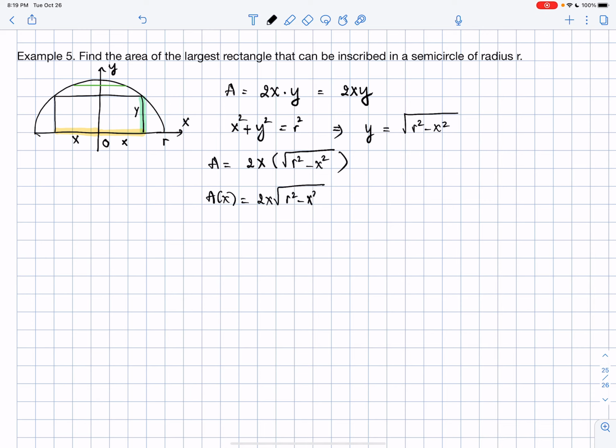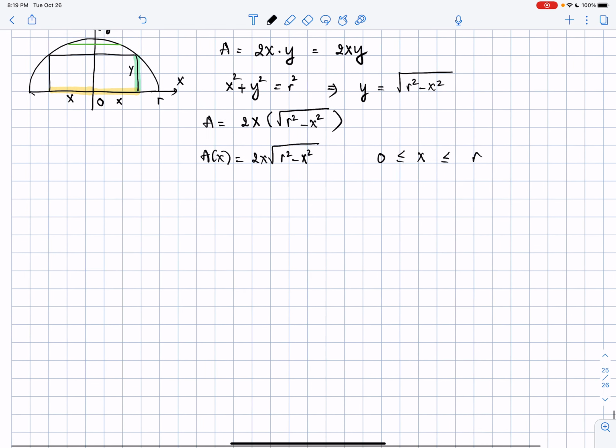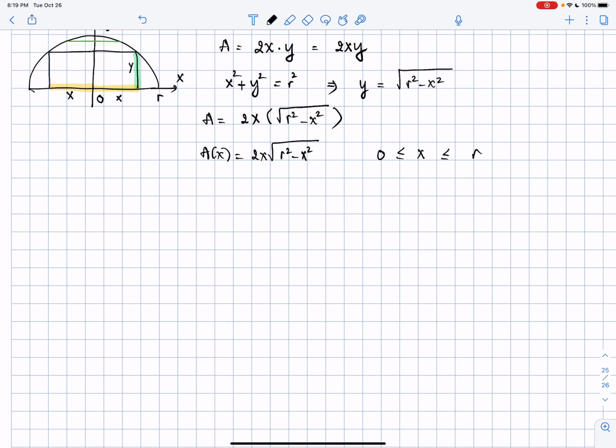Because again, r squared is a constant, x is between 0 and r. The x is the length of a rectangle, so it cannot be negative. So we will take the first derivative of the area. You're going to work on this in more detail, but I'm going to do it short. We use the product rule, right?